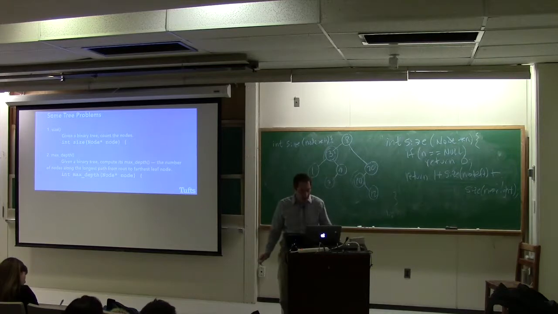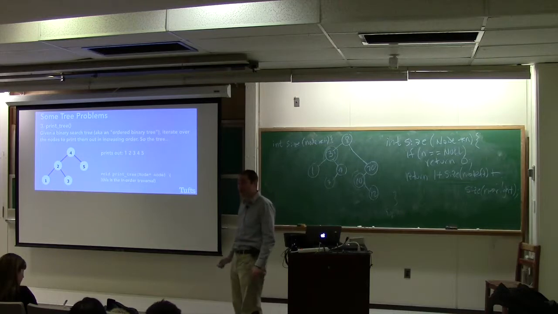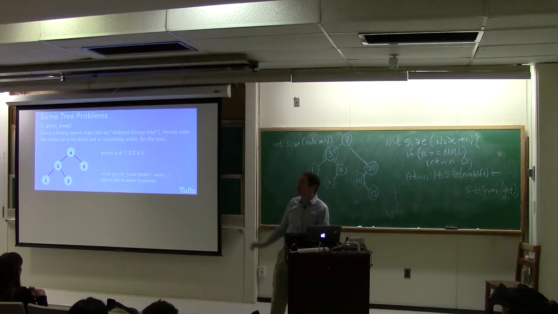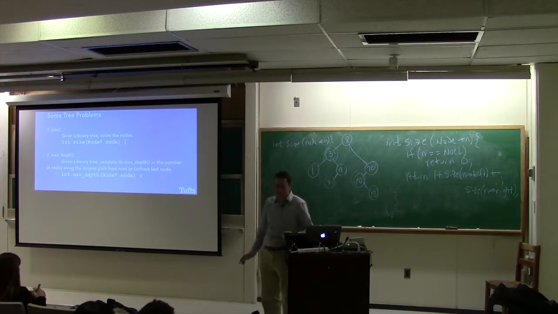The other one was max depth. If you get done with max depth, try to do this one, print tree. This is the one where we want to print in 1, 2, 3, 4, 5. This was in order. Remember our in order? 1, 2, 3, 4, 5. In order. If you get done with that one, here's the tricky one. Mirror. Change the left tree into the right tree using recursion. It's actually kind of tricky. But try the other ones first. Try max depth if you haven't done that one yet.